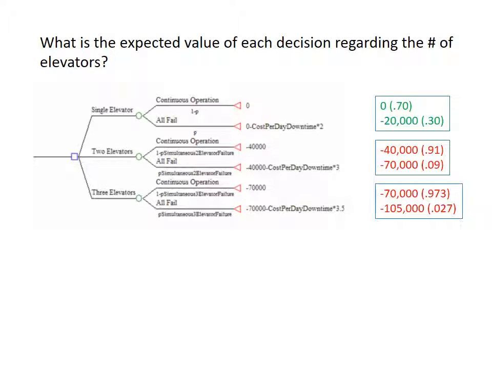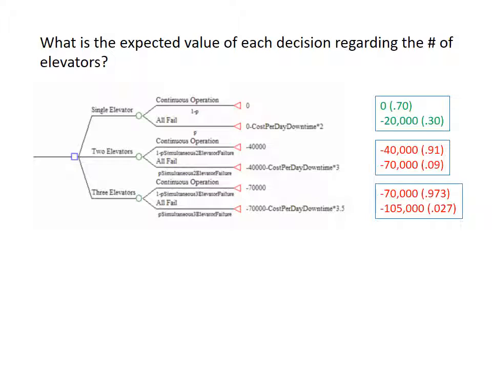So I mentioned at the beginning that there's a lot of different ways to evaluate the outcomes of decision trees and use that to make a choice about what to do. We're going to mostly assume that we're going to do everything based on expected value. And what that means is that for each single individual decision that we make, we want to find the expected value. And so we want to find the expected cost of having a single elevator, expected cost of 2 elevators, and expected cost of 3 elevators.